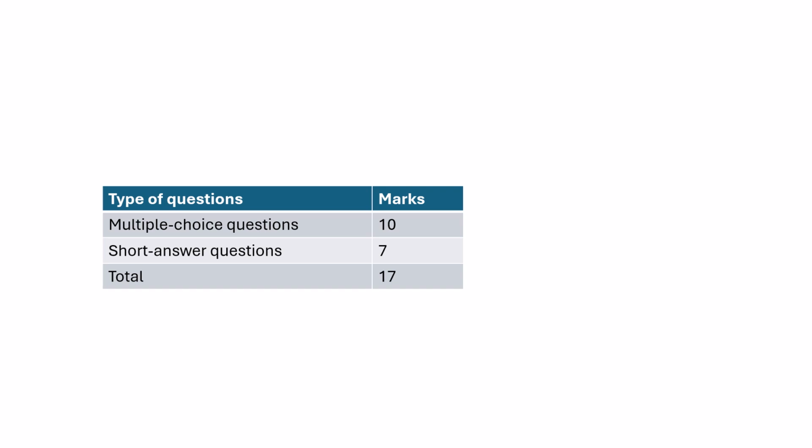In responding to antigens and acquiring immunity, 10 multiple-choice questions are worth 10 marks, and 1 short-answer question is worth 7 marks. The overall score for this section is 17 marks. With a total possible score of 120 marks, the percentage for this section is 14.3% of the total score.